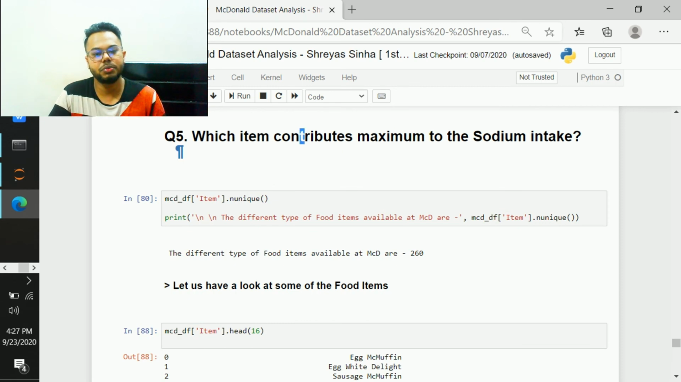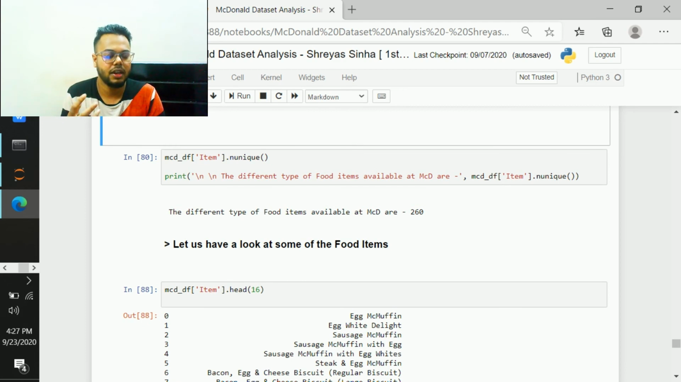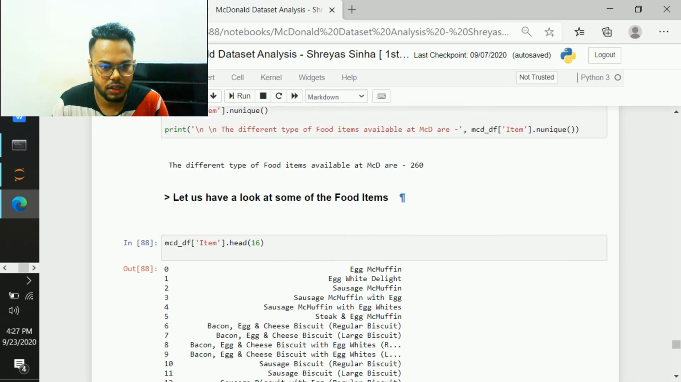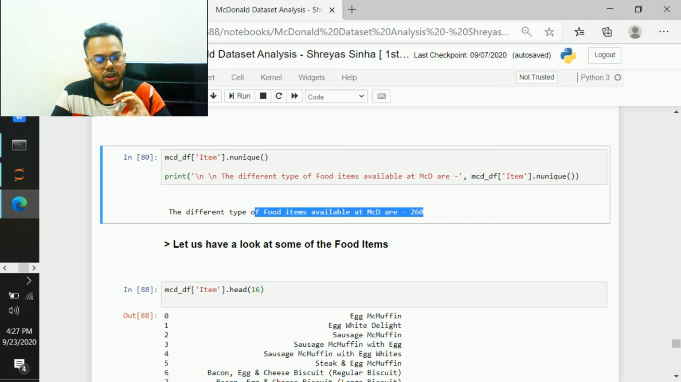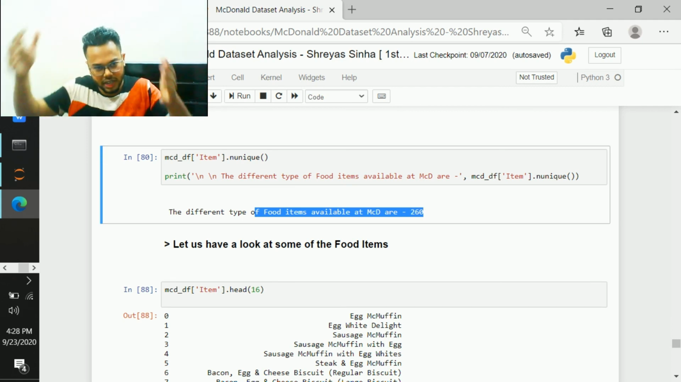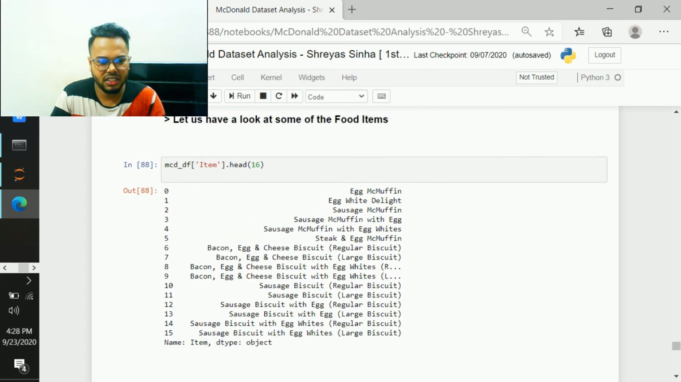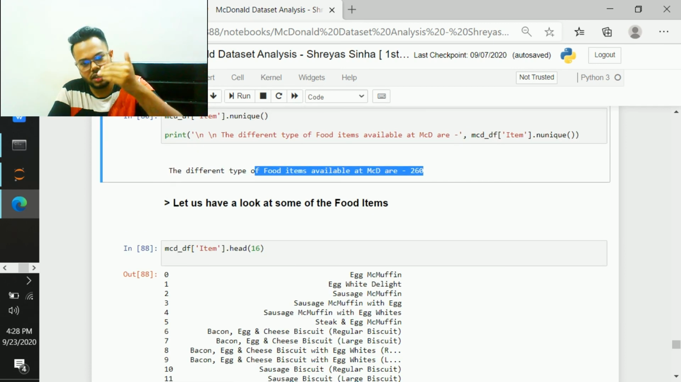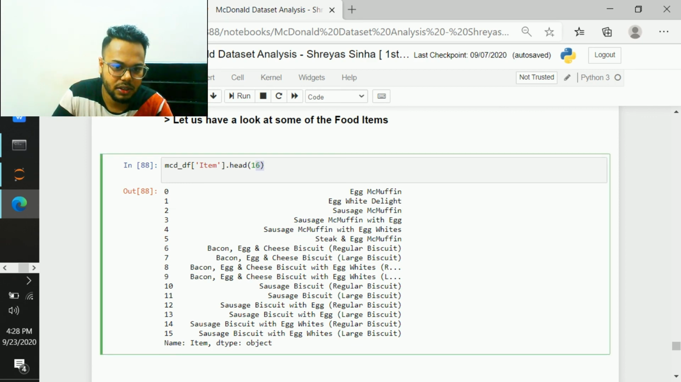And here are the inferences, right? Which item contributes to maximum sodium intake? This again is a question, and this again helps us plan in a better way and eat, right? Here I have shown that there are 260 items present under all the categories, and I've written it down. I could not list down all the 260 items, but just to give a context, I have listed down the first 16 items, as you can see here, right?